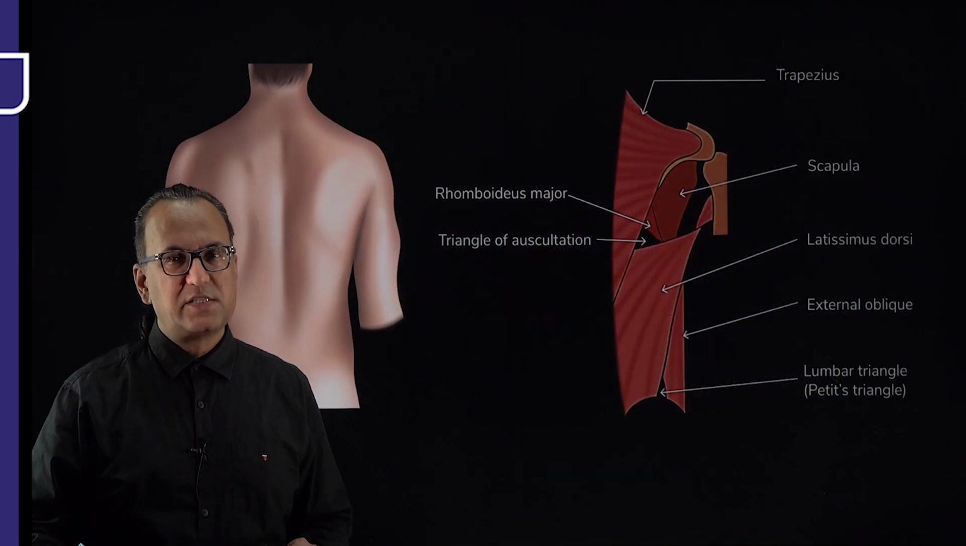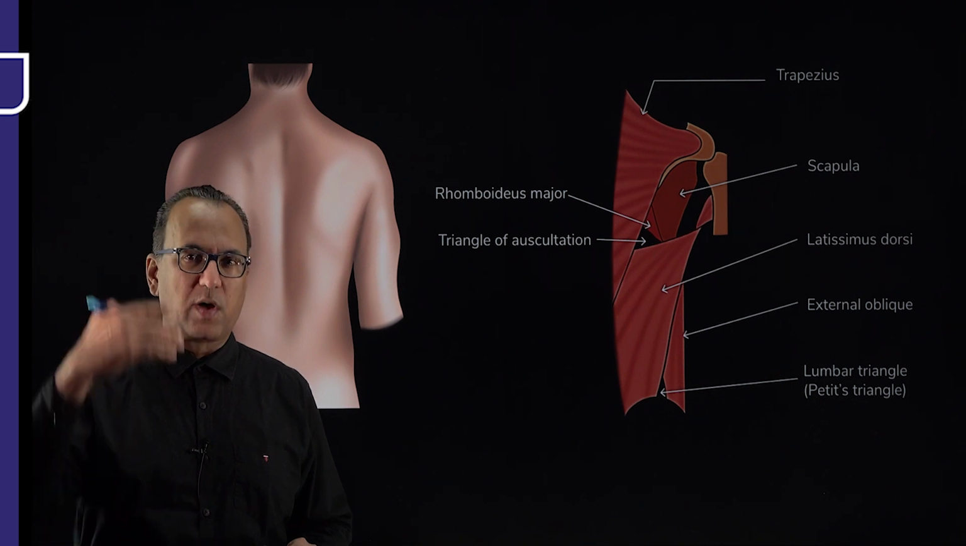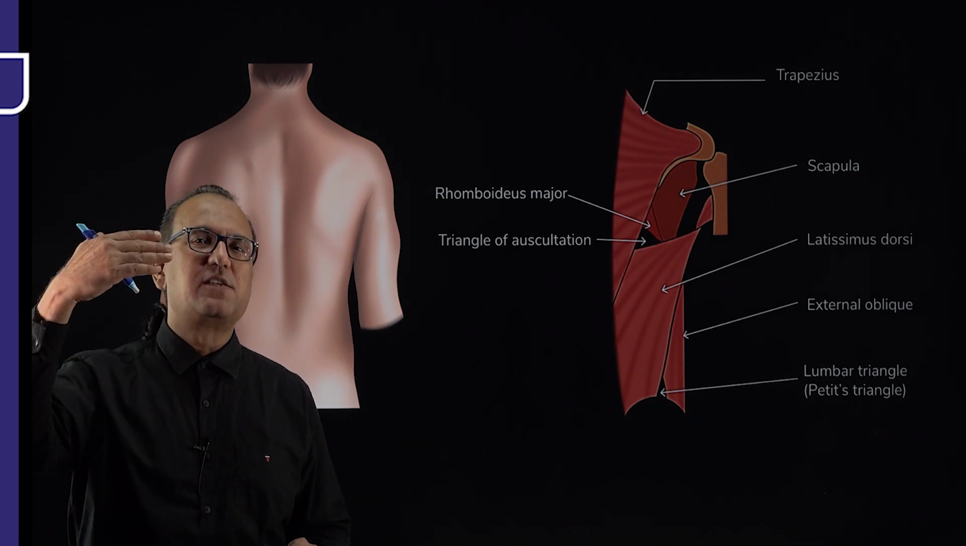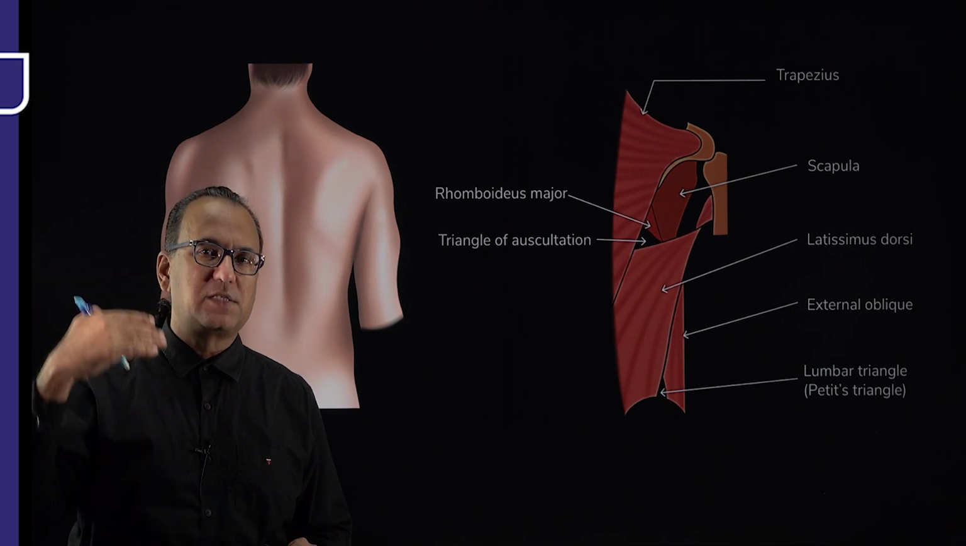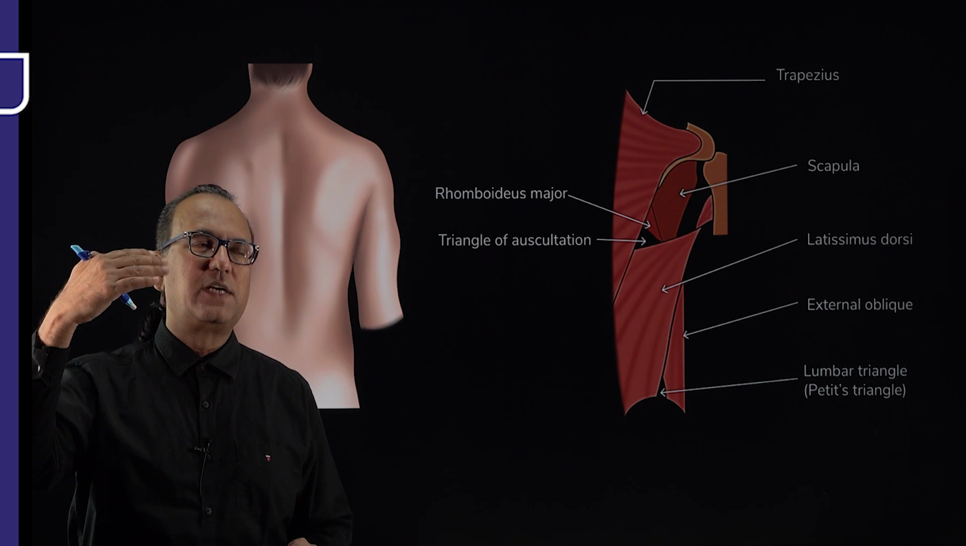In these diagrams, we are going to talk about the two triangles in the back region, one upper and one lower. Upper is the triangle of auscultation and lower is the lumbar Petit's triangle. Talking about the upper triangle, you can see the boundaries.